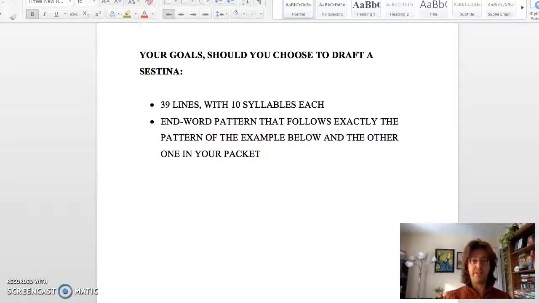So, a sestina. 39 lines, each of which is 10 syllables long. No rhyme scheme. And yet, the end word of every line in a sestina is predetermined by the first stanza. They follow exactly the same pattern of the example I'm about to show you, which is in your packet, and the other example in your packet. This one is called Sestina. The other one is called Grandmother Grace. And they both follow this pattern.